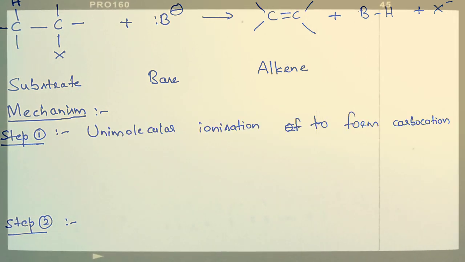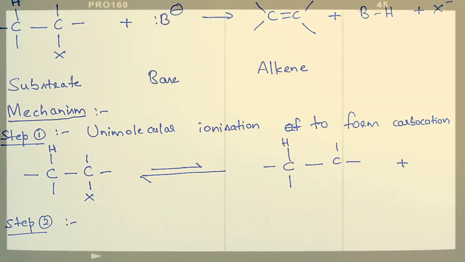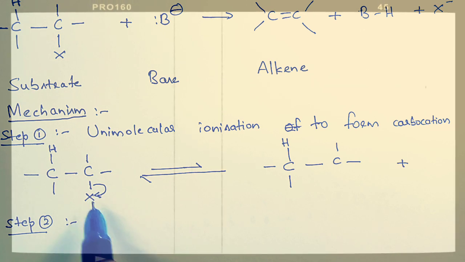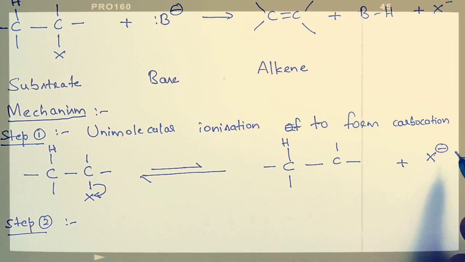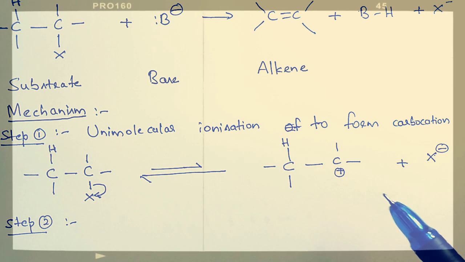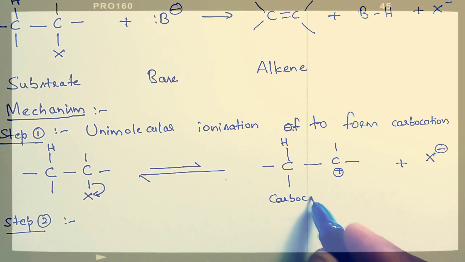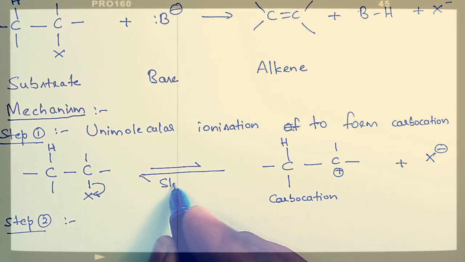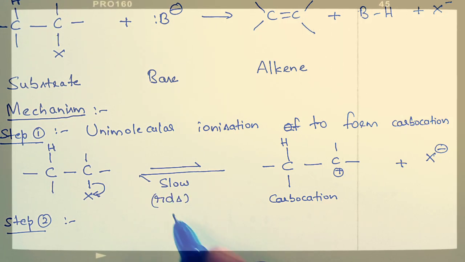Step 1 is unimolecular ionization to form a carbocation. Let us see how this occurs. The electrons will move on to the halogen and it gets eliminated in the form of X minus. Because electrons are removed, the carbon will get positively charged. Therefore, we are getting a carbocation. So in the first step, we are getting a carbocation. This is the slow step and it is the rate determining step.